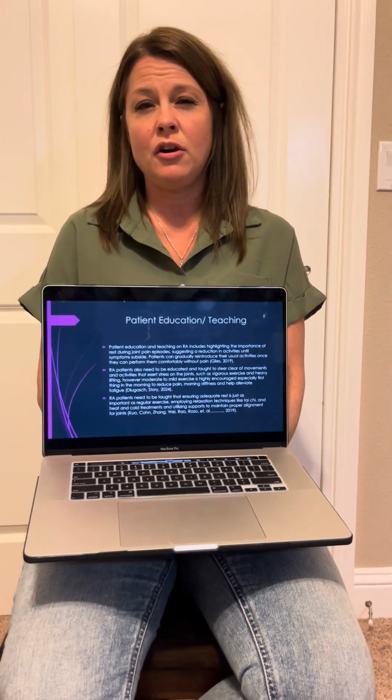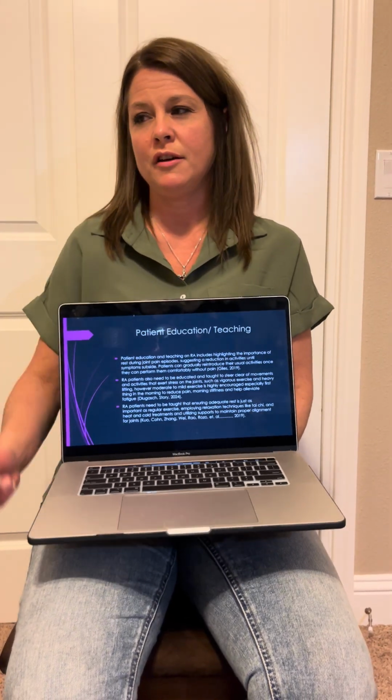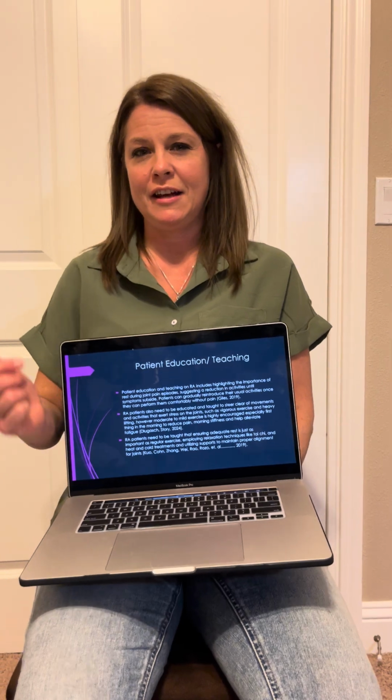No activity that causes stress on the joints. I know for me personally, I love to do my Peloton, and I have to do weights like this, and I've had to see an orthopedic surgeon several times for putting stress on that joint, and I've had to get some injections. So that's a no-no.